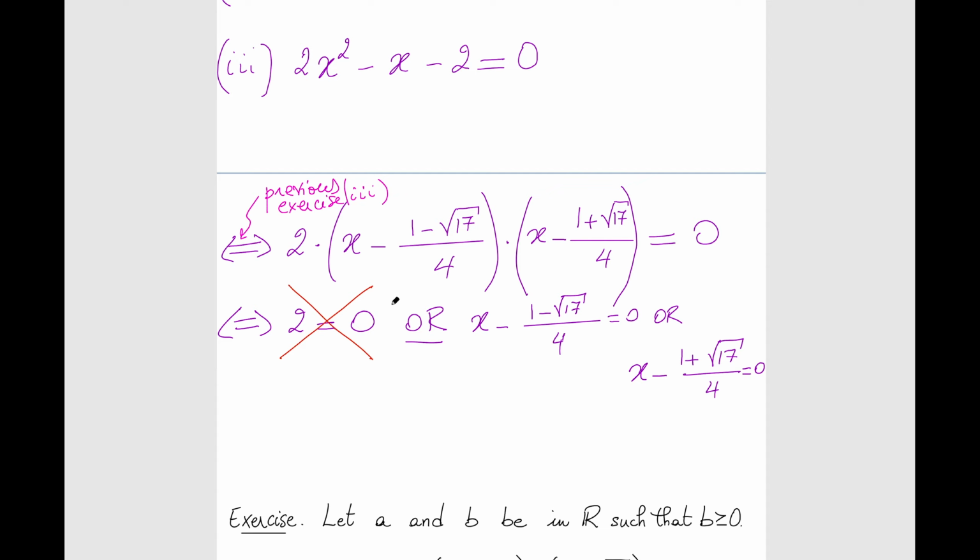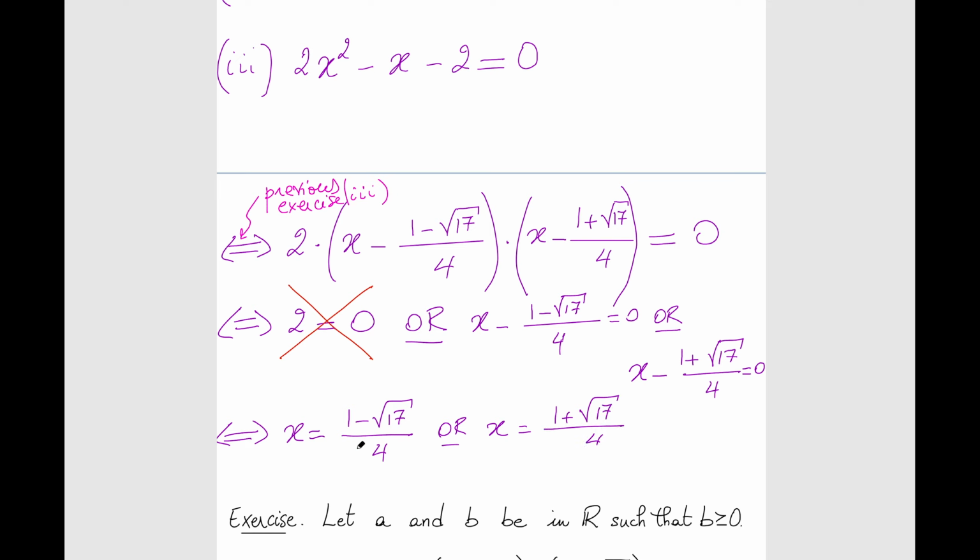So this product is 0 if and only if, of the last two factors, one of them is 0, at least one of them. And this means that x is this guy or x is that guy, right? So that's the same thing as saying that x is 1 minus square root of 17 over 4, or x is 1 plus square root of 17 over 4.